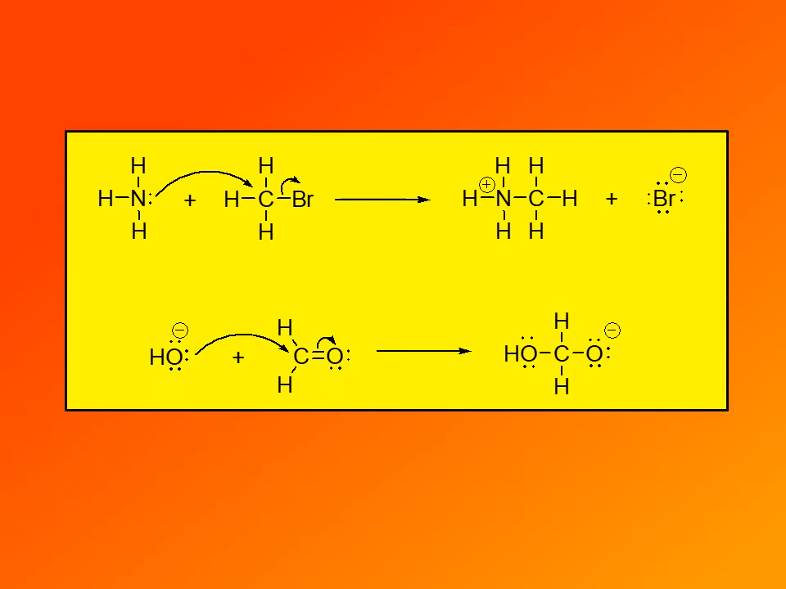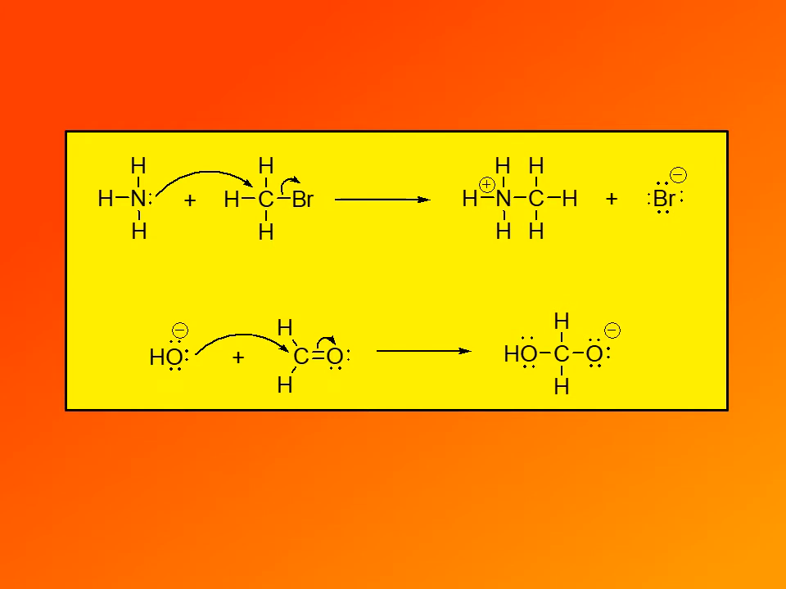So in the first example, the nitrogen free electron pair forms a bond with carbon. That means one of the bonds to carbon has to be broken, and it's the weakest bond. It's carbon-bromine. So in the products, we have a nitrogen-carbon bond that has been formed, and a bromide anion, which took a free electron pair with it, and now it's Br minus, bromide anion.